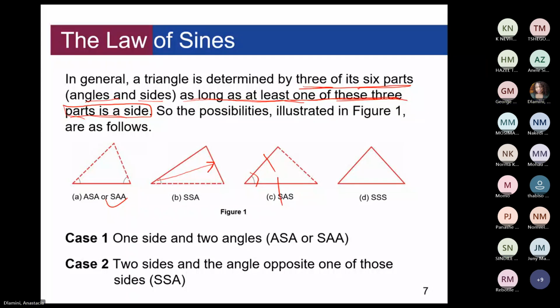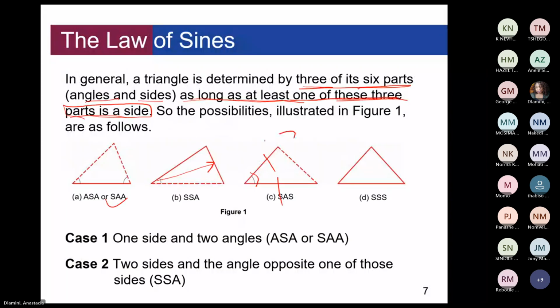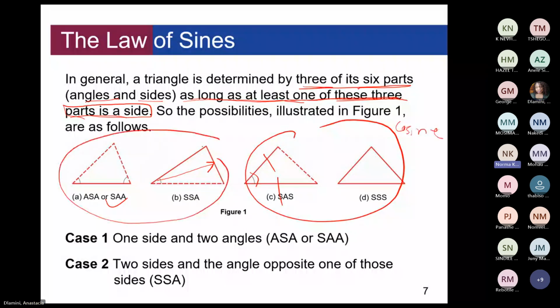Meaning that for two sides and the included angle, and for three sides, we are going to use the what? This is the cosine rule. This is the sine rule. Are we all together? Yes, ma'am.